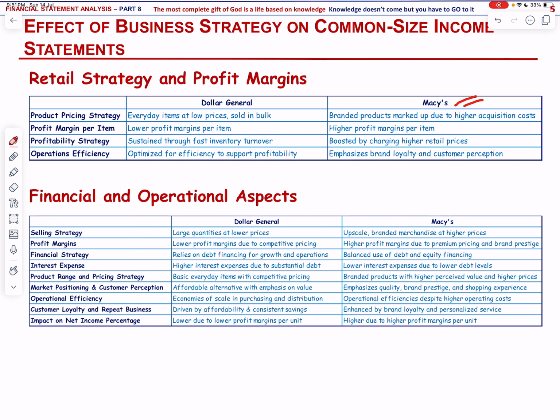Mackey's utilizes both debt and equity financing to fund its operations and investments. The financial strategy at Mackey is likely balanced, considering the specific capital requirements and operational strategies of a department store. This approach contrasts with Dollar General, which may rely more heavily on debt financing for its growth and operational expenses. Mackey's strategic use of debt and equity reflects its distinct market positioning and operational model compared to Dollar General.